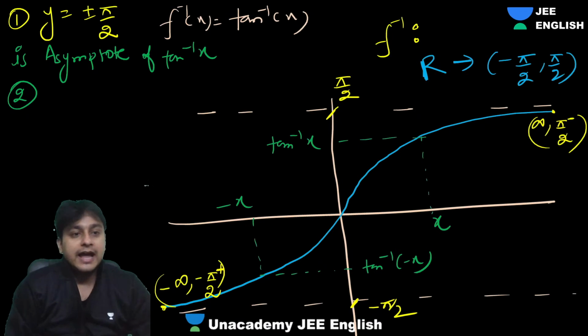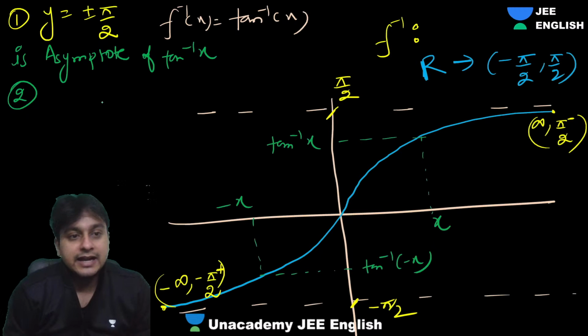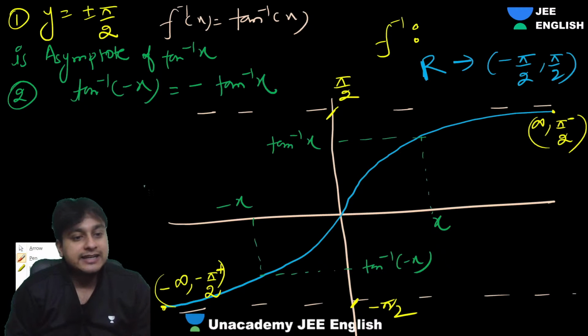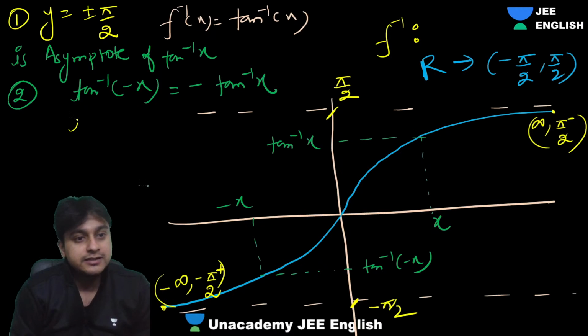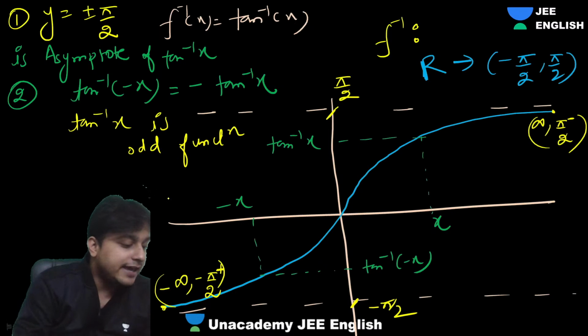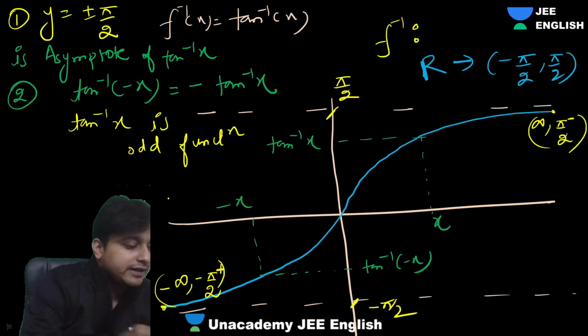Right? So that's the reason why, guys, we can say that tan inverse minus x will be minus, will be just reverse of tan inverse x. So we can say that tan inverse x is an odd function. What is it? Tan inverse x is odd function. Everyone watching, guys, everyone getting this point, amazing point, guys.